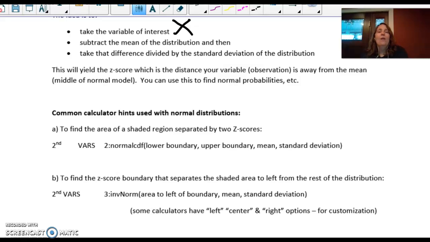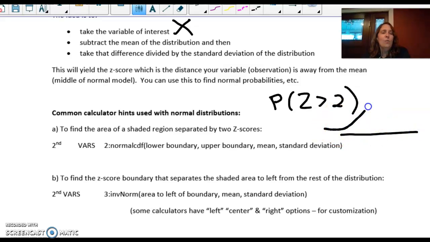What I'm going to start out with is finding the probability that z is greater than 2. Well, 2 standard deviations above the mean. Let's see what we know based on our empirical rule. If this is 0, this is 1, this is 2, and this is 3. So we've got -1 here, -2 here, and -3 here.